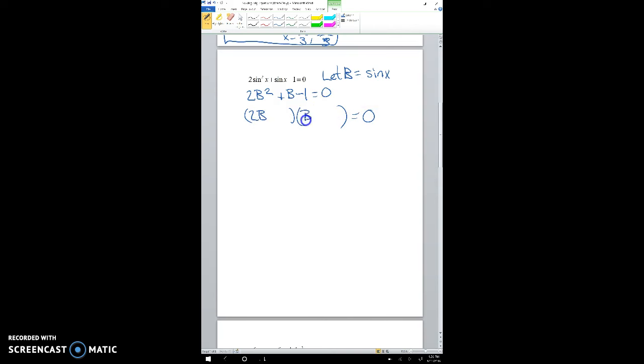We're going to have 2b and b. The second term has to be 1 and 1. So the first slots, we're looking for things that multiply together to make 2b squared. Second slot, we're looking for things that multiply together to make negative 1. So we're going to need a plus sign in one parentheses and a negative sign in the other. Trust me, that's how it works out. So now we have a product that's equal to 0, so we can set each parentheses equal to 0.